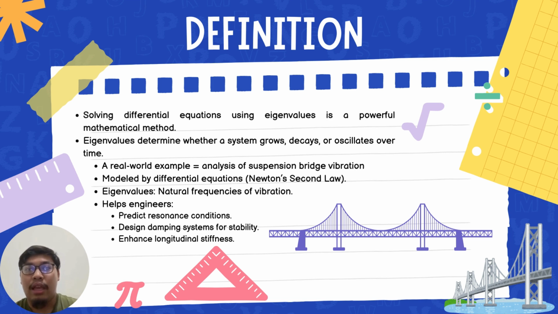Using this method, engineers can determine if a damping system is needed to minimize the maximum movement of the bridge and enhance its longitudinal stiffness to make it stable. This combination of theory and application highlights the importance of eigenvalue techniques in solving differential equations.